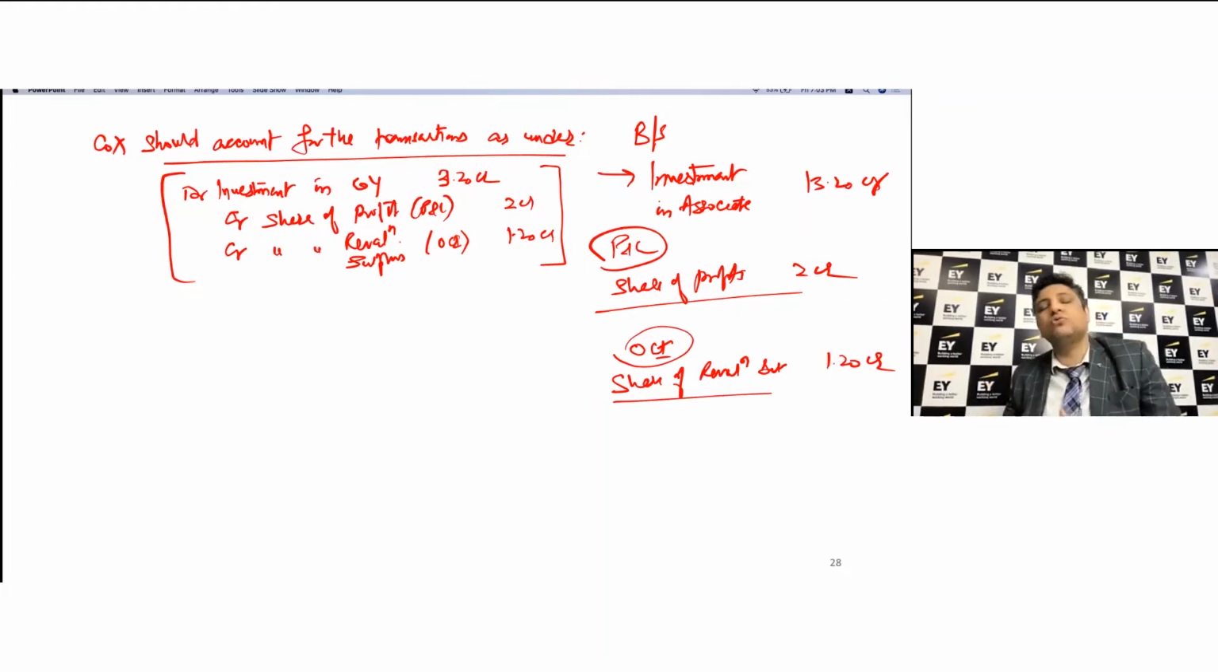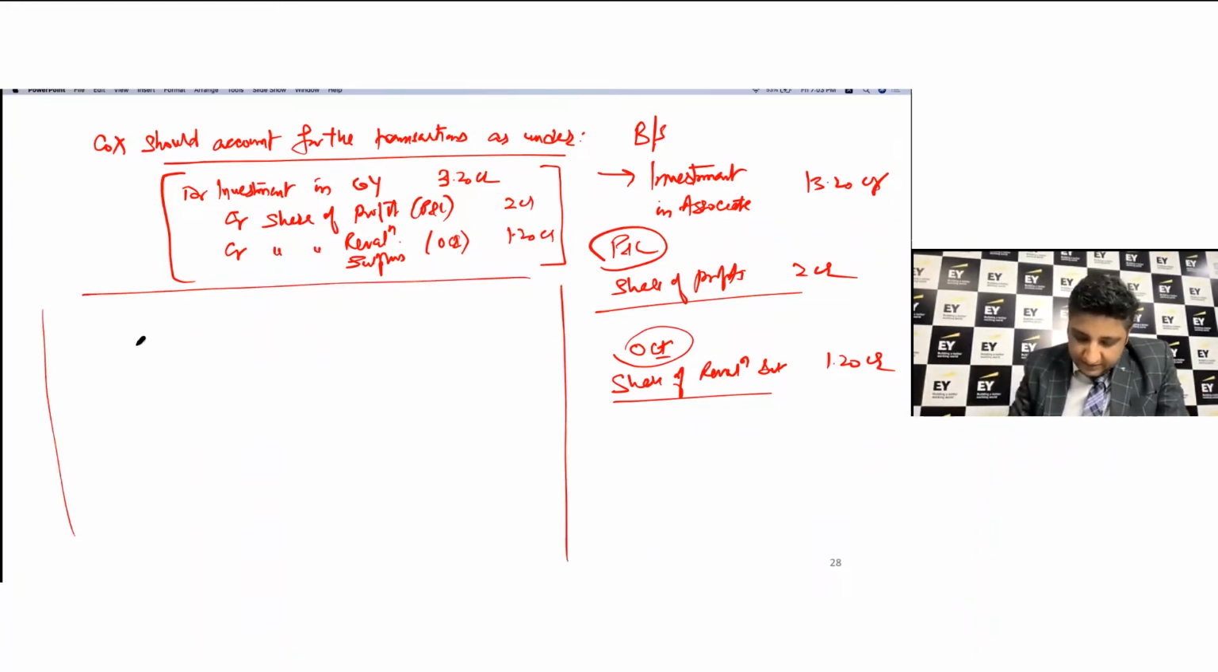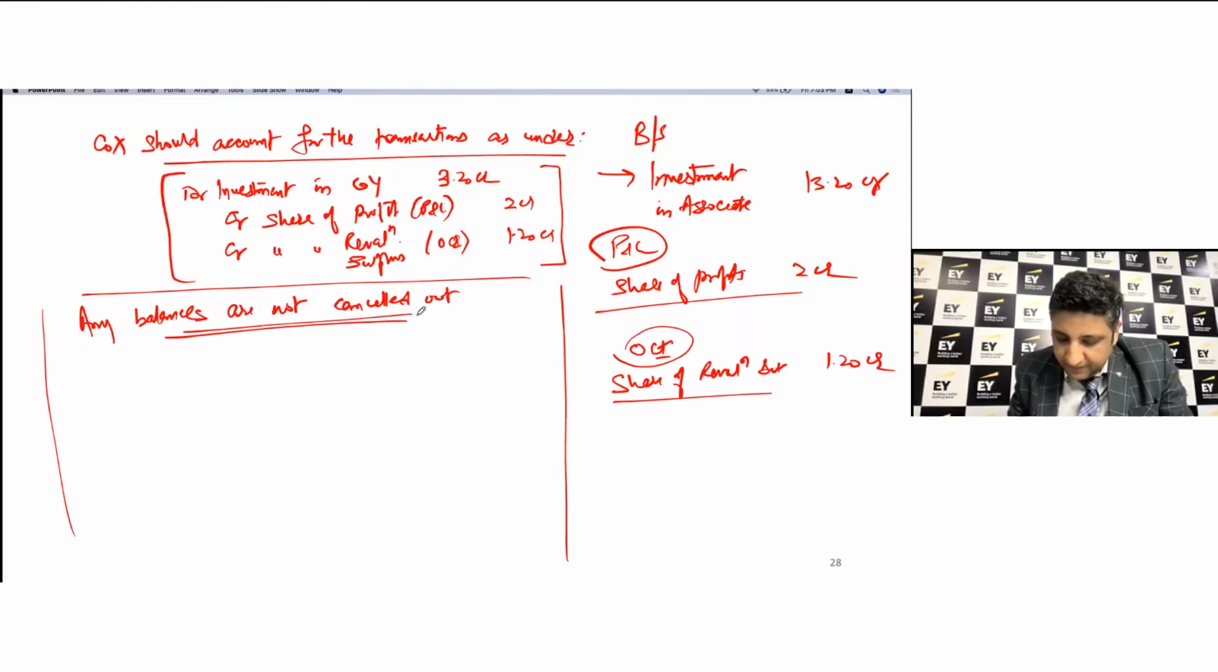But you also want to understand that if there are transactions taking place, you're selling some goods, you're buying some goods, doing some kind of operational transactions, any balances are not cancelled out. You are not consolidating the investment in associate. There is no overlapping of a transaction.